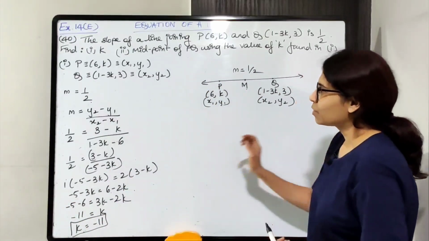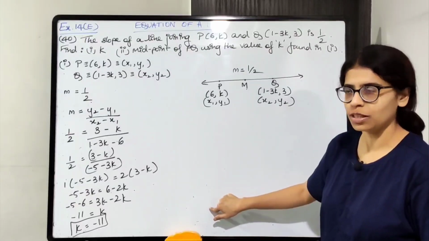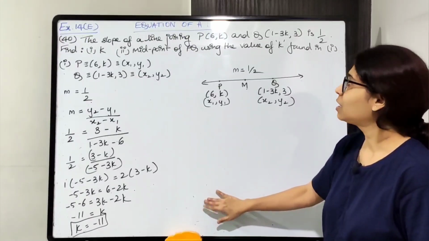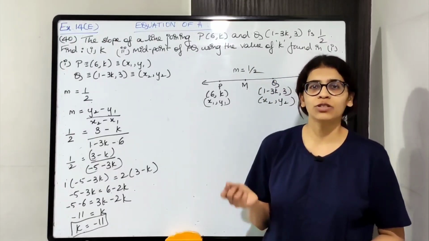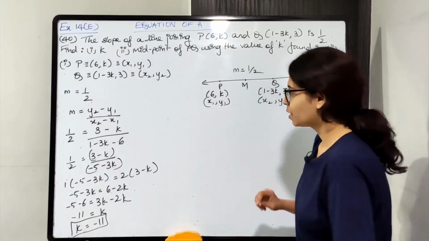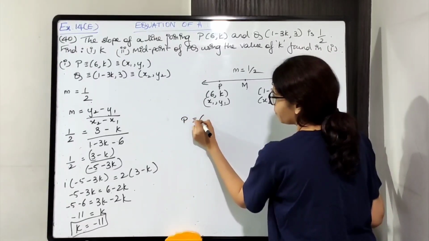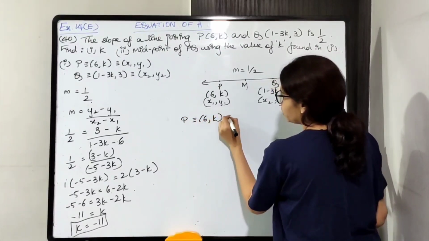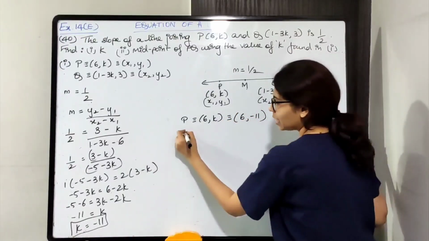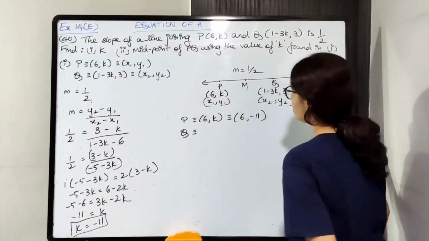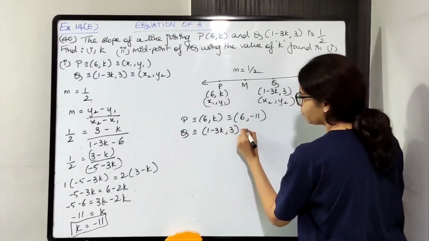Okay. So write down the statement, the value of k is minus 11. Okay, I'm not writing down the statement. Now we'll proceed to the second part of the question. Now let us write down the coordinates of p and q. So p is 6 comma k. So it will become 6 comma minus 11, right? Q is 1 minus 3k comma 3.